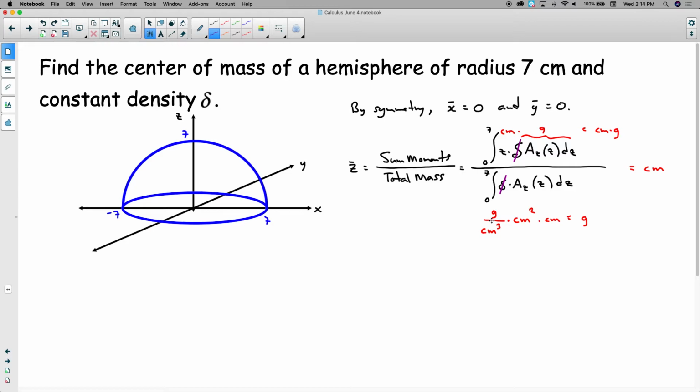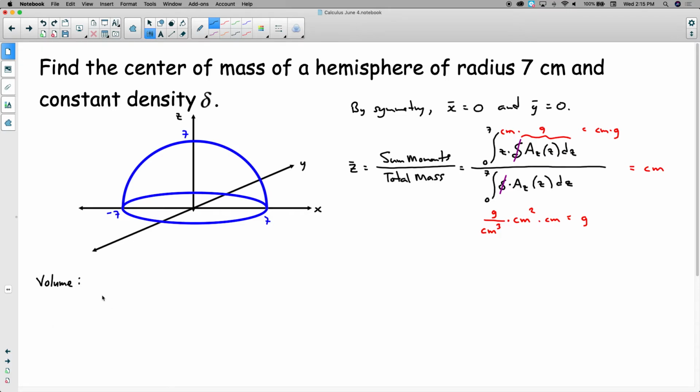All right, so let's look at this bottom integral. That's no longer representing the total mass, because we just pulled out the density, but instead it's representing the volume. Density times volume is mass. So this now represents the volume. I'm going to go find the volume. Let's get the volume of this hemisphere.